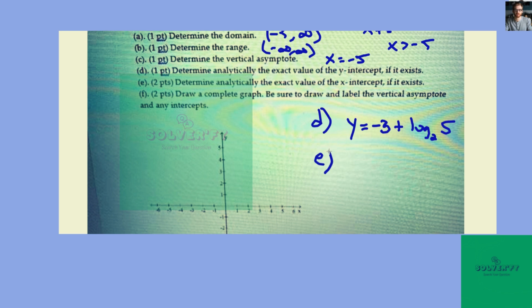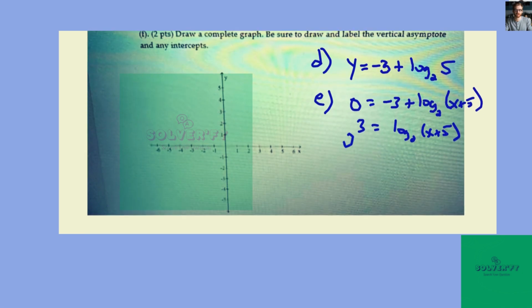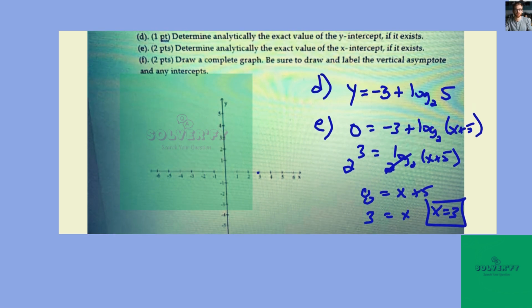The exact value of the x-intercept, well, that's when the function is equal to 0. And so we need to solve for x here. Add 3 to both sides. Then do exponential base 2 to both sides to get rid of log base 2. 2 to the third is 8. Subtract 5 from both sides, and x equals 3 is your x-intercept. Take note of that.